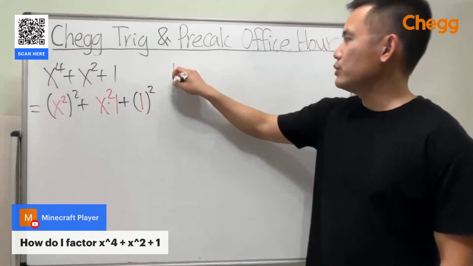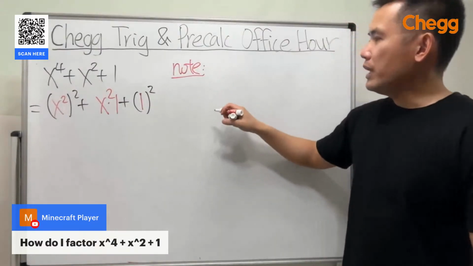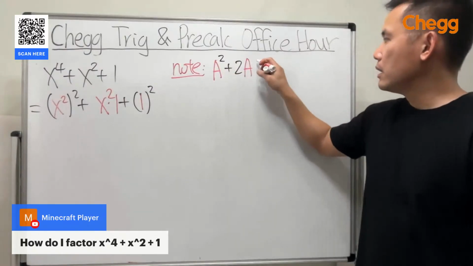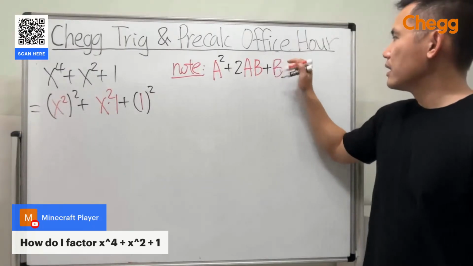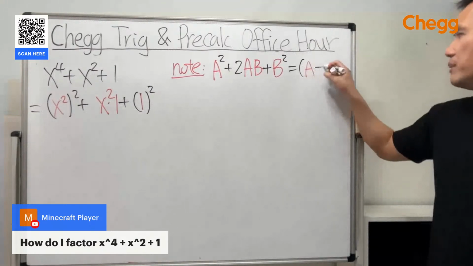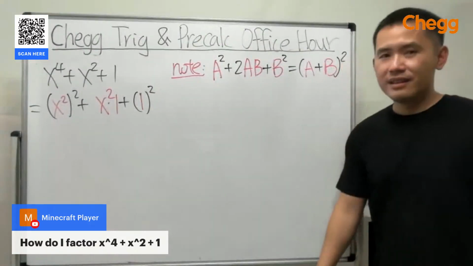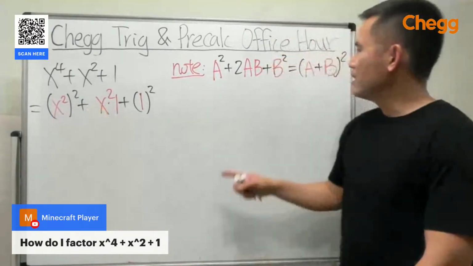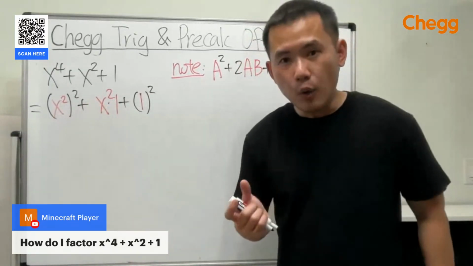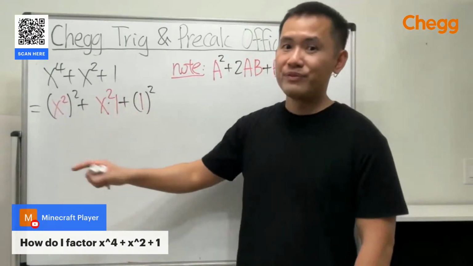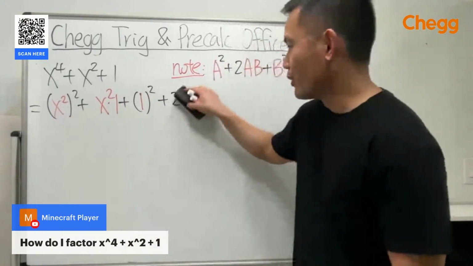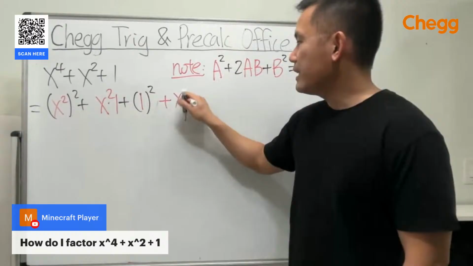Now, let me remind you guys, when we have a plus b squared, it's a squared plus 2ab, and then plus b squared. This is the one that we can factor, and then we get a perfect square, a plus b squared. We're almost there. We just need the 2. I cannot just multiply this entire equation by 2, though. We cannot do that. But it's okay for us to just add one more term. Check this out. So I'm just going to add x squared.